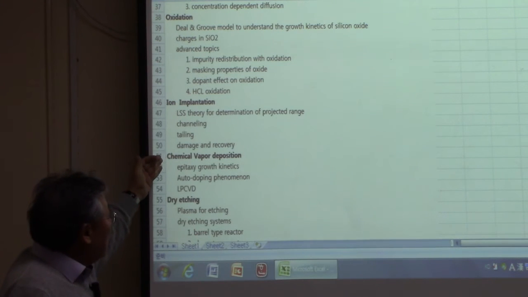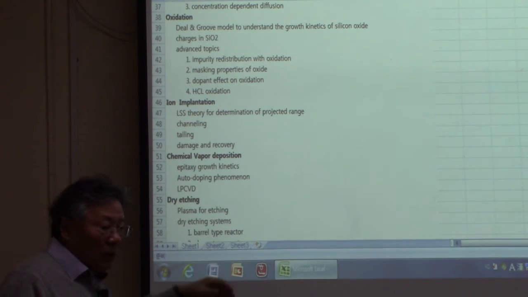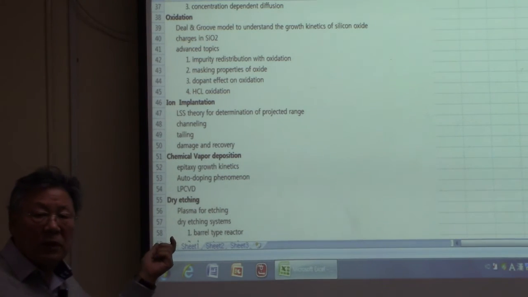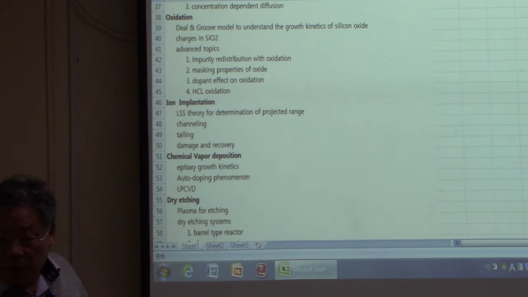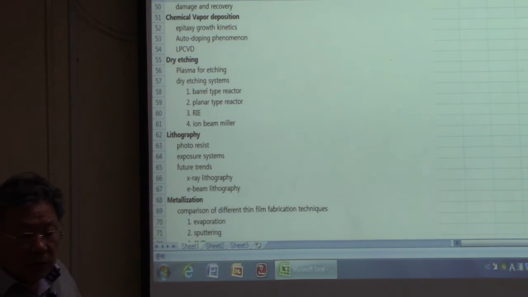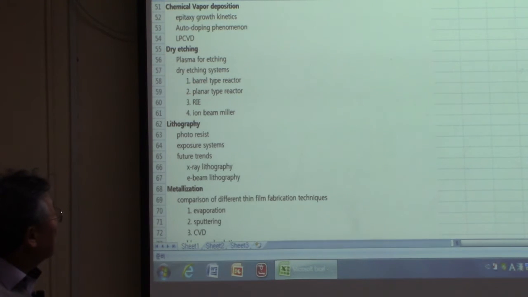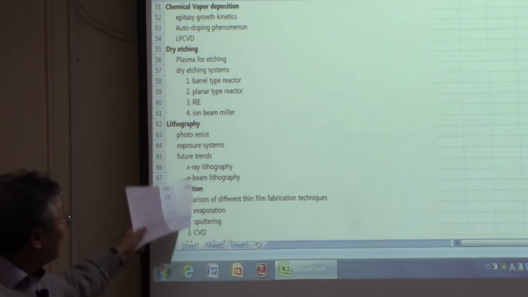And then we move to the chemical vapor deposition and epitaxial growth kinetics as a theory, and then we are going to discuss the various phenomena related to the chemical vapor deposition process. Okay, and we move to the dry etching chapter. We're going to discuss the plasma as a theory, and then as a process again, we're going to discuss the dry etching systems and the 4 systems shown here.